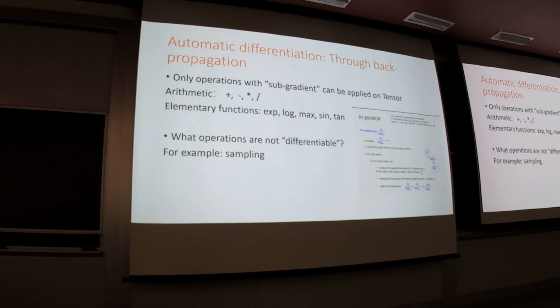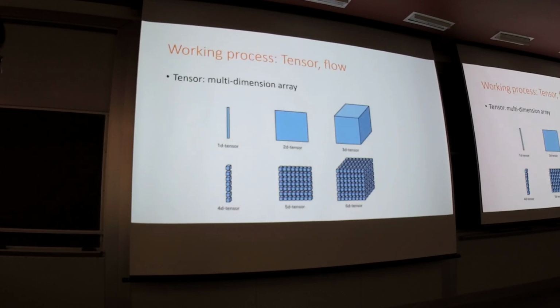Sampling is not differentiable. Say my parameter x is the probability, and I sample from this probability like 1 or 0, then we have no gradient here. But there's some workaround to approximate this operation. So basically, every operation you can think of is differentiable. So you can design your loss function without any worry. Is my function differentiable or not? You don't need to worry about it.